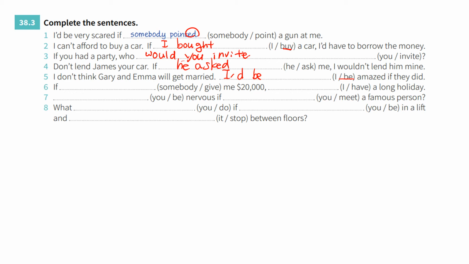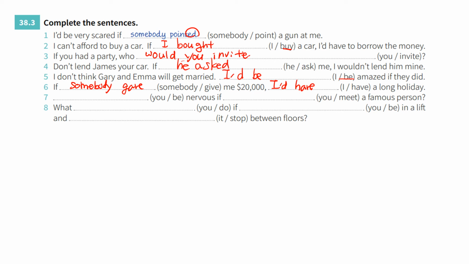If blank gave me $20,000, this is more like imagination. So if somebody gave me $20,000, long holiday, I'd have. If somebody gave me, I'd have. Okay, I would have. Number 7, you be nervous if you meet a famous person.